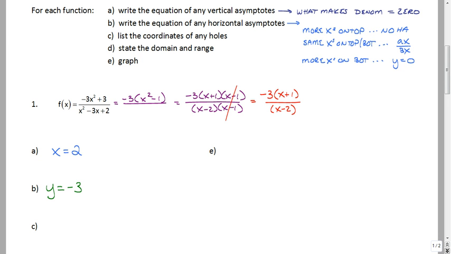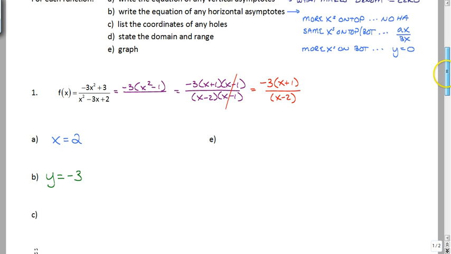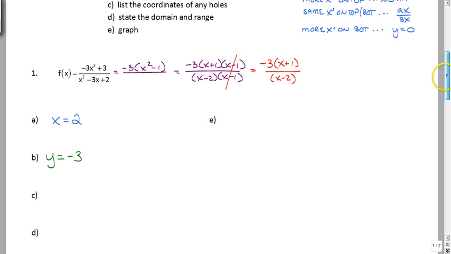Now we need to list the coordinates of any holes. Now to list the coordinates of any holes, there's a little bit of work involved here. And that's because we have to take what canceled. So our hole is at x minus 1. So we're going to take our x minus 1 and set it equal to 0 and find out that x is equal to 1. Now that is just the x coordinate of your hole.